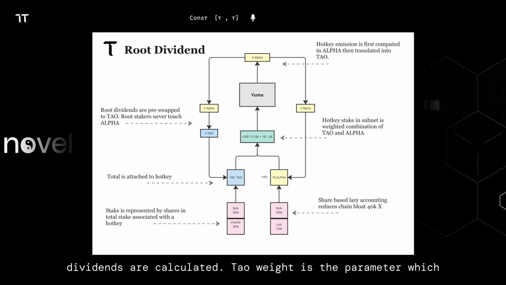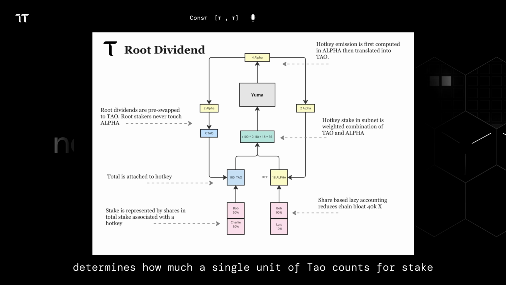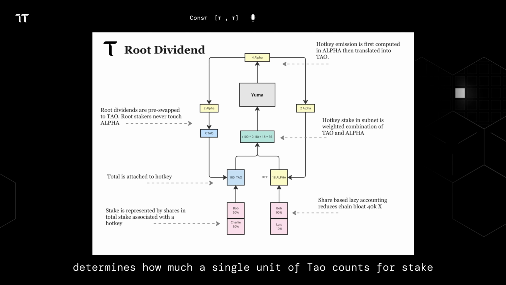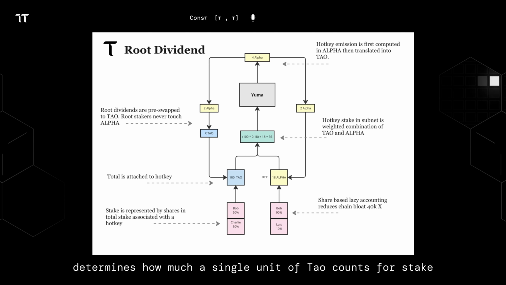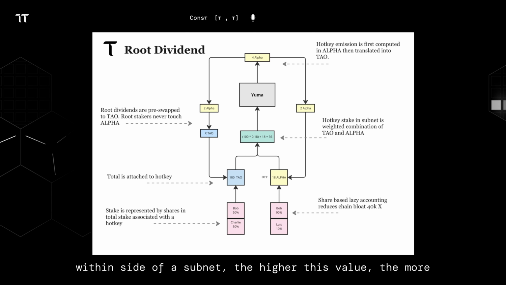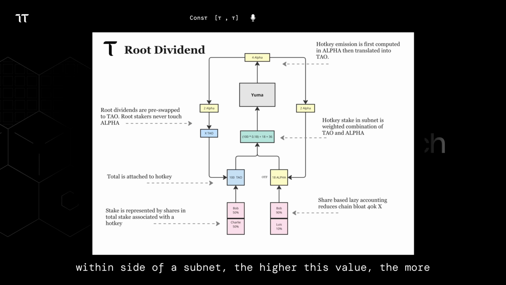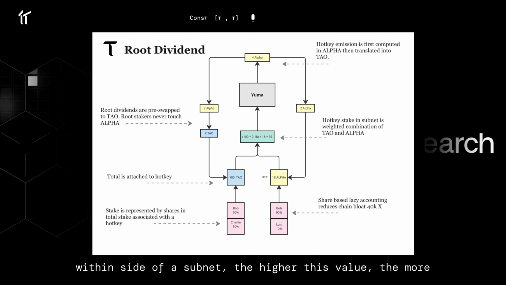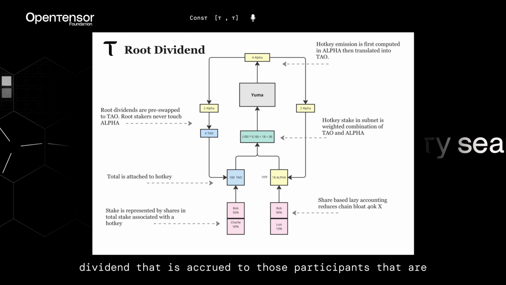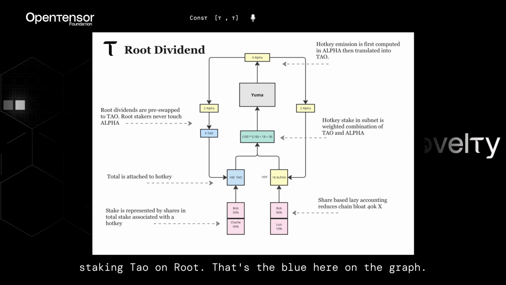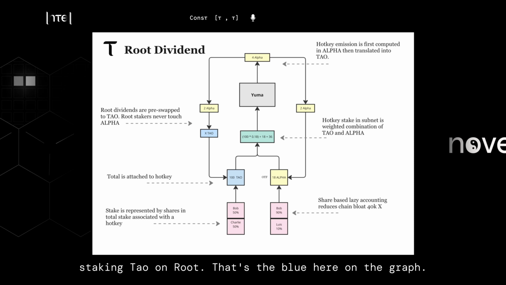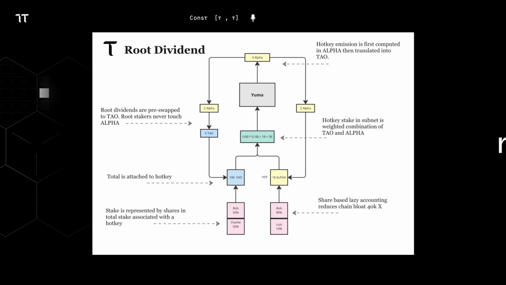Tau weight is the parameter which determines how much a single unit of tau counts for stake inside of a subnet. The higher this value, the more dividend that is accrued to those participants that are staking tau on root. That's the blue here on the graph.